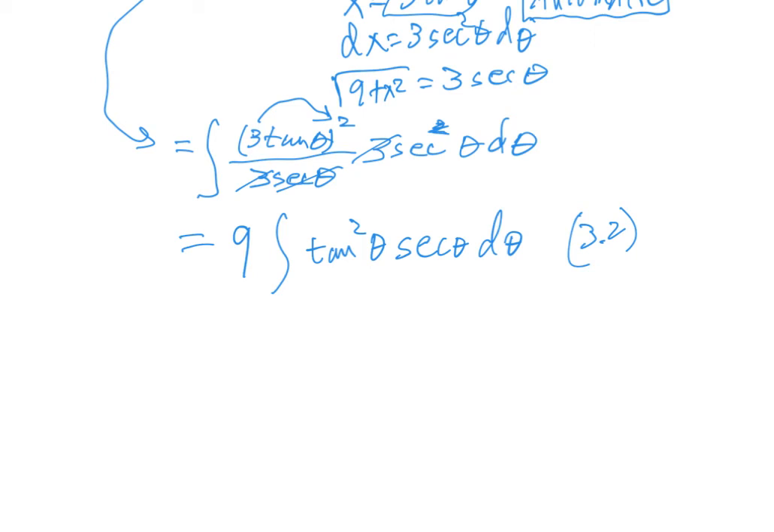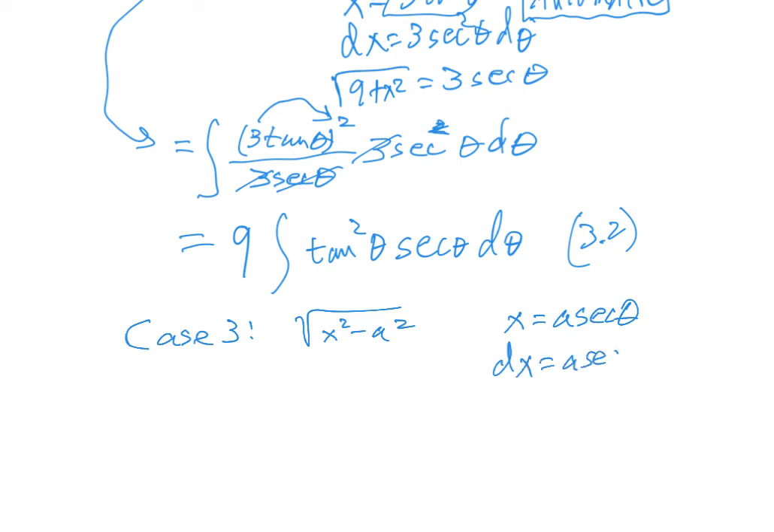So, case 3. Here the radical that we have is the square root of x squared minus a squared. And here we want to replace x with a secant theta. That makes dx a secant theta tangent theta d theta. And it makes the radical, thanks to the Pythagorean identity, a tangent theta.